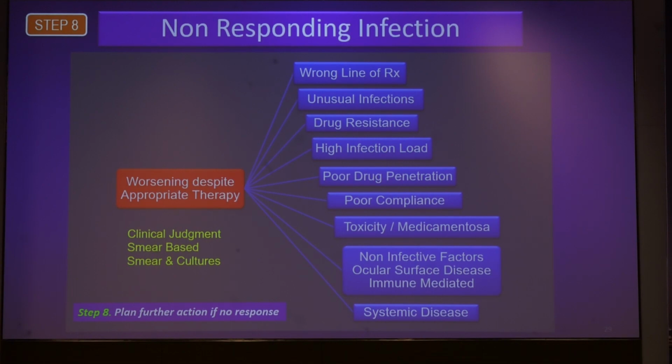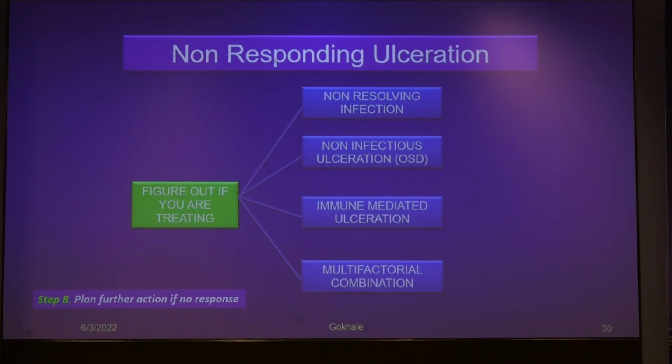It could be an unusual infection, it could be drug resistance, there may be a high infection load, poor drug penetration, it could be because of poor compliance, toxicity. As I said, there could be non-infectious factors such as ocular surface disease or an immune-mediated process which we are not addressing, and there may be systemic disease which may be contributing to this. So let's go through some of these factors.